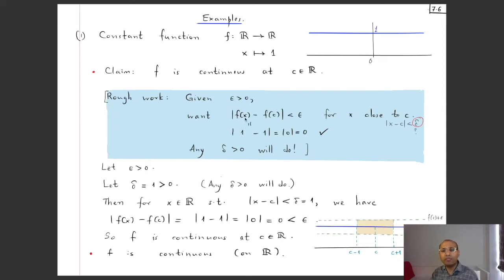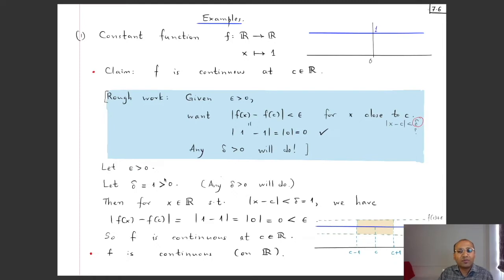But what is this f of x? Well, f of anything is equal to 1. And what's this f of c? Well, that's 1 as well. So this is just mod of 1 minus 1, which is mod of 0, which is equal to 0. And epsilon is positive, so of course this is always true. So it seems that it doesn't matter what delta I choose, because no matter what delta I take, this thing is always true. So, well, I just wanted a delta positive, so any positive delta will do. You take your favorite positive number.